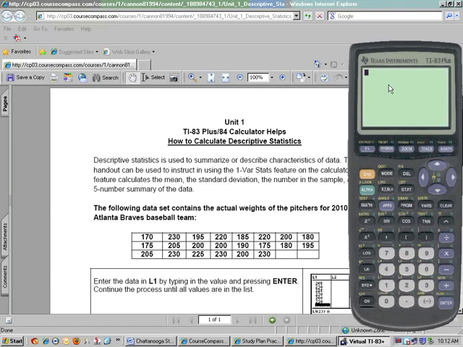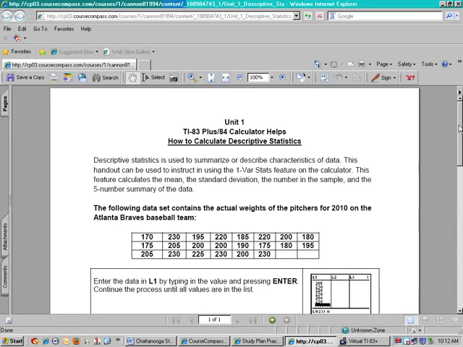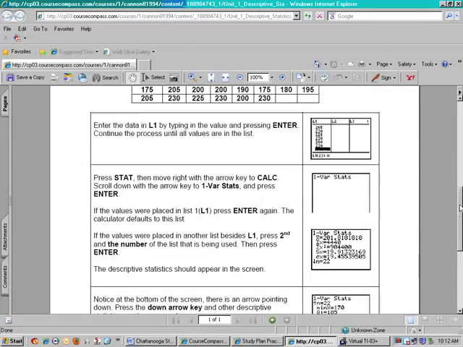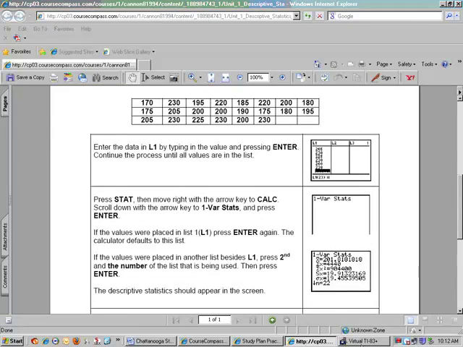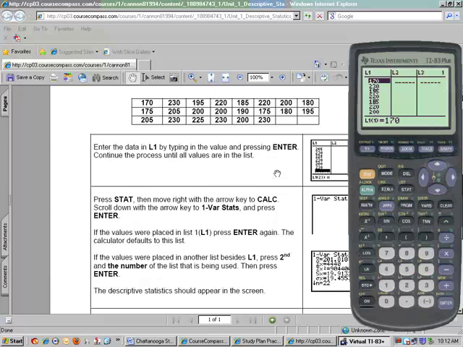But in this, we want to place our values into our list, so you push Stat, push Enter, and you type your values into the calculator. So at this point, if you do not have those values in your calculator, then you can pause this video and type the values in. Now, I have the steps for this, working with these. Notice you enter your values in list 1. We're always going to try to put them in list 1 if at all possible.